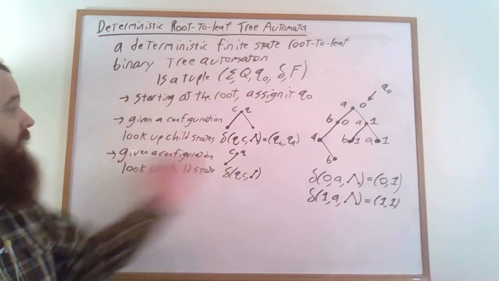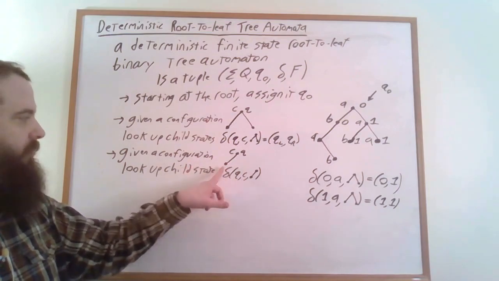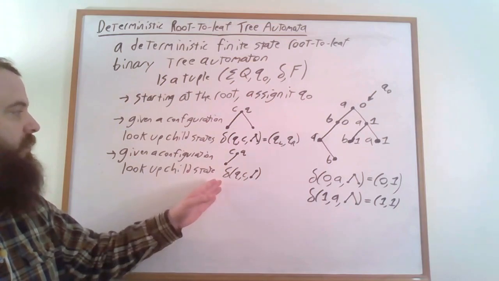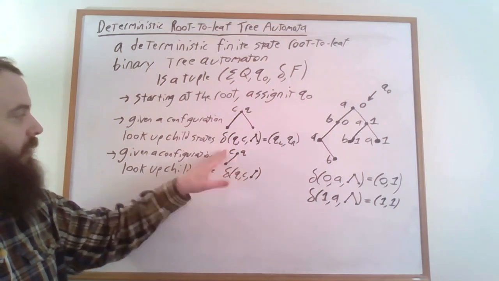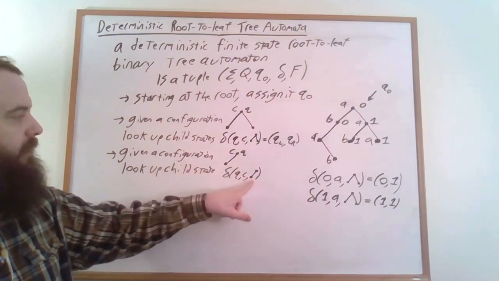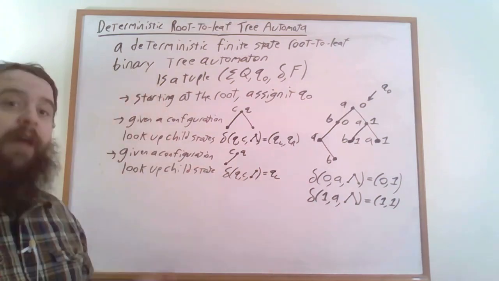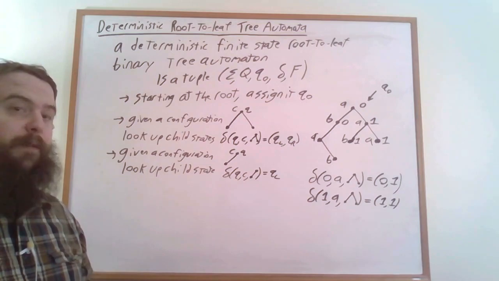And of course, if we have some sort of configuration where we have a node that only has, let's say, a left child, then we're going to want to feed that information into the transition function. We'll feed in the state at the parent node, the character at the parent node, and a symbol indicating that there's only a left child.